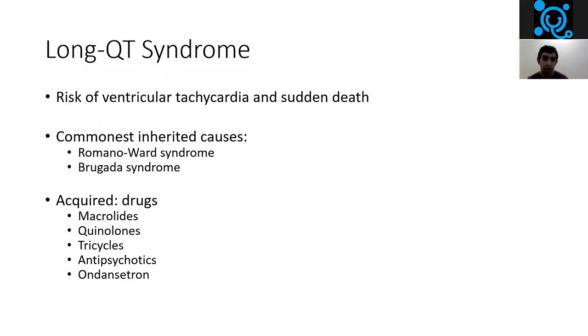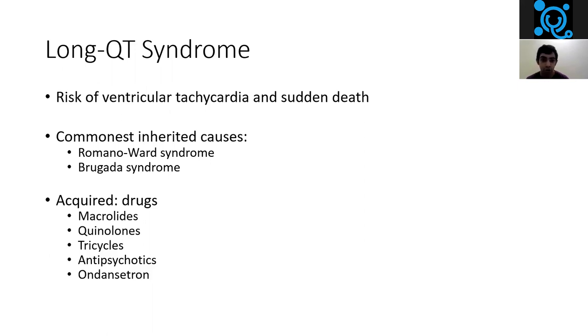So the reason we worry about long QT syndrome is the risk of ventricular tachycardia and sudden death. It can be inherited or acquired, and essentially the two commonest causes are Romano Ward and Brugada syndromes. They're essentially channelopathies in your cardiac muscle. I think they predominantly implicate the sodium channels. For those aiming for distinctions in finals, if you're able to work out what the Romano Ward or Brugada syndrome ECG dysrhythmia looks like, often in adult medicine, that would stand you very well. But if you just know that these two are the main inherited causes, that's more than enough knowledge for most people. The second one is more important, acquired.